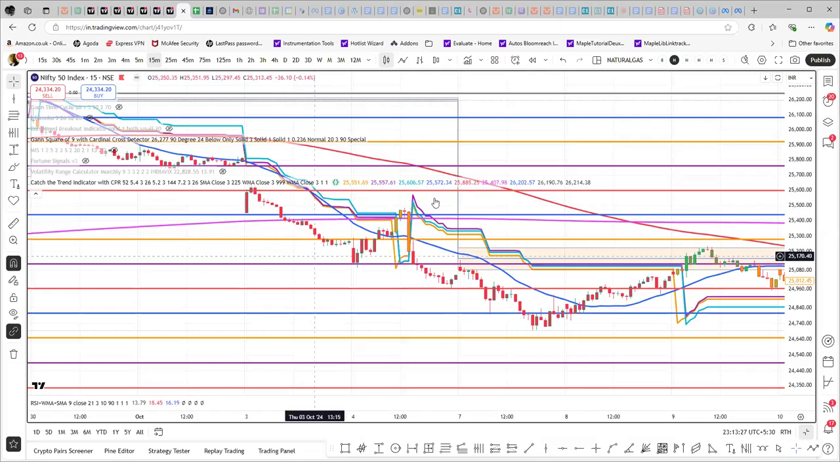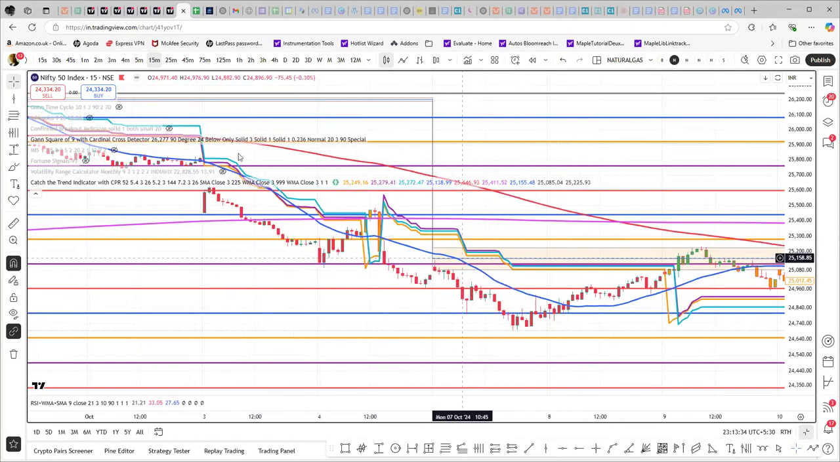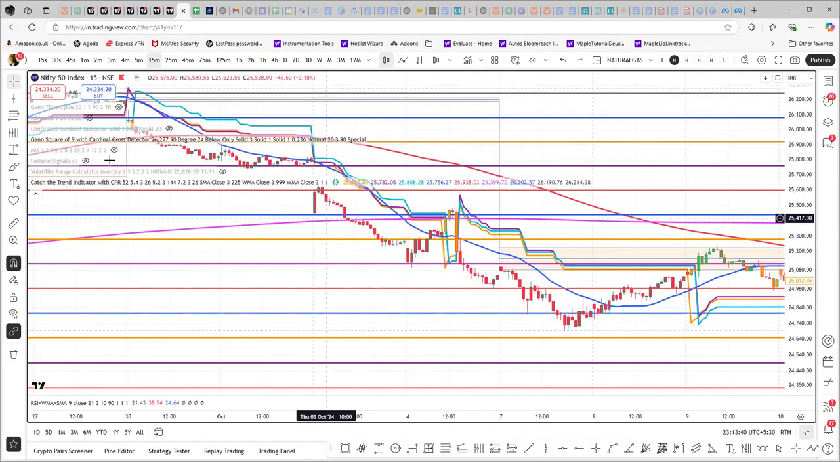And all this thing I'm trying to do is just to take care of some emotional aspect or some other technical aspect, right? Nothing else. This is not a holy grail system. This is some combination of some technical indicators. Yes, I have done some research and I have designed this thing based on my study and my research, right?